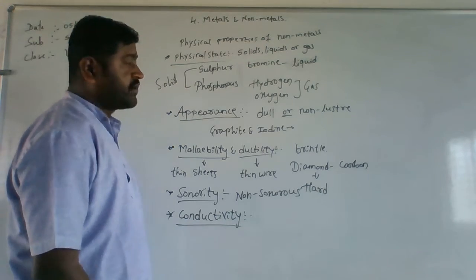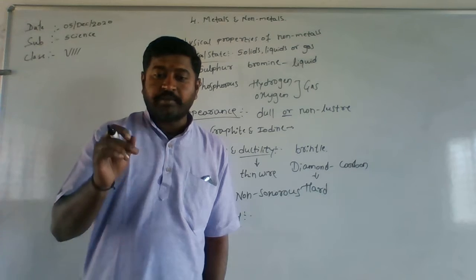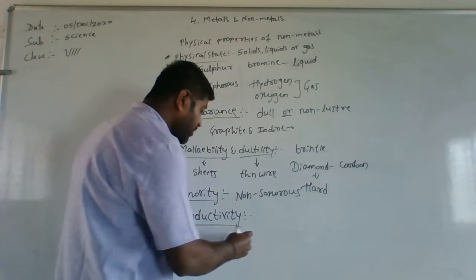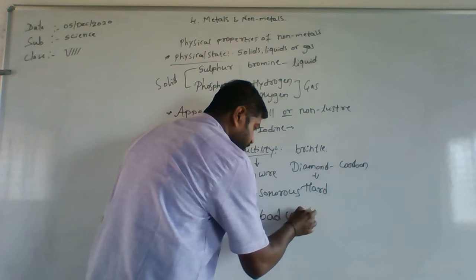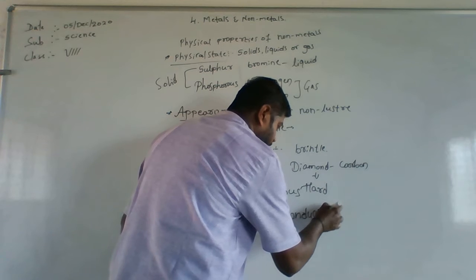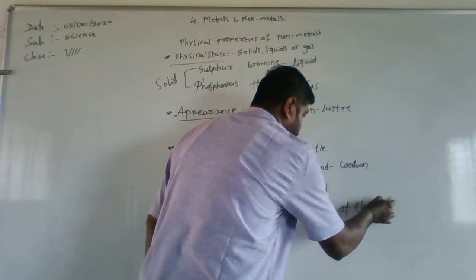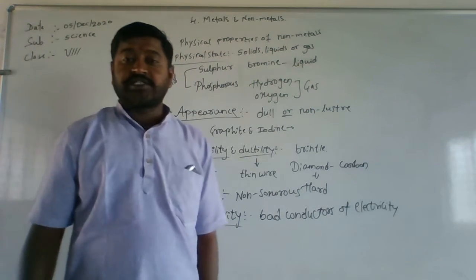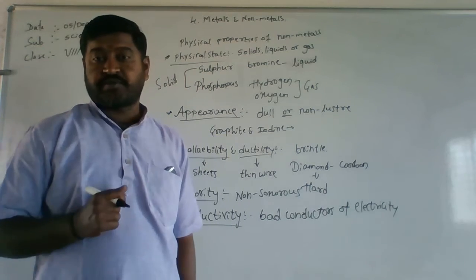So the next property we are seeing is about conductivity. Non-metals are bad conductors of electricity. Non-metals, saying now, they are bad conductors of electricity. So these non-metals are not going to allow the current to pass through it.